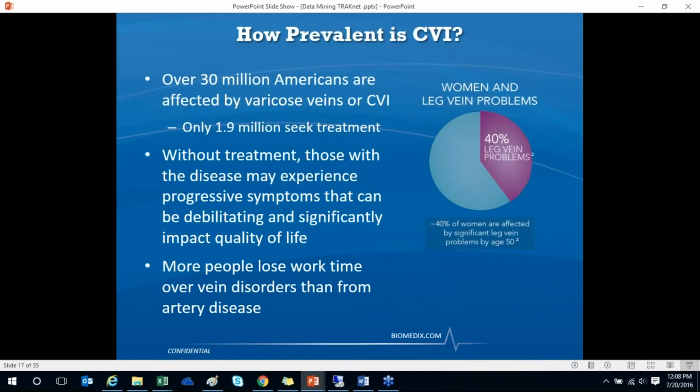Over 30 million Americans are affected by chronic venous insufficiency, but out of those 30 million, only 1.9 will seek treatment. Without treatment, those with CVI may experience progressive symptoms that can be debilitating and that can significantly impact their quality of life. More people actually lose work over vein disorders than from artery disease.